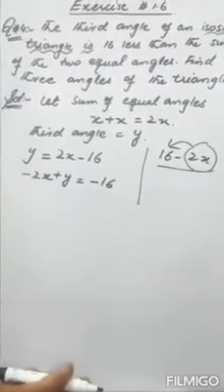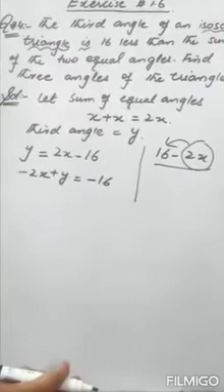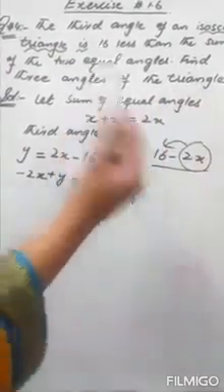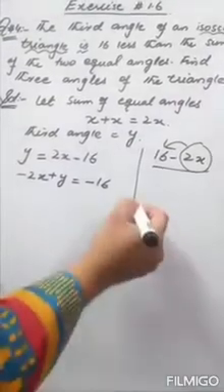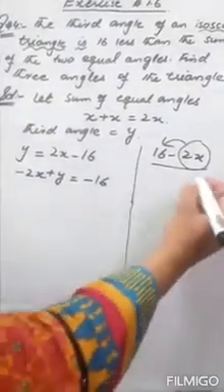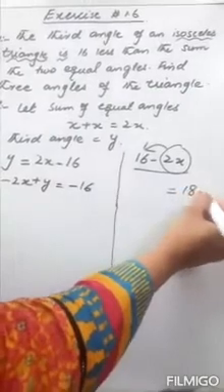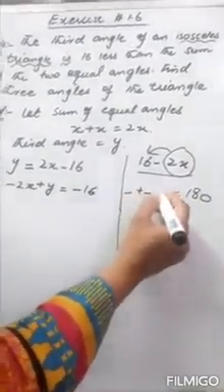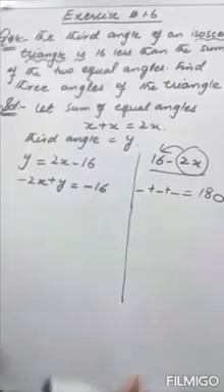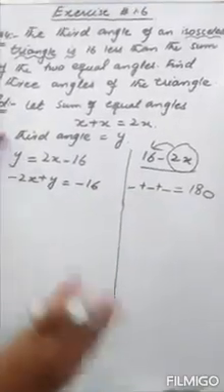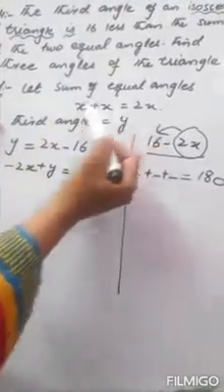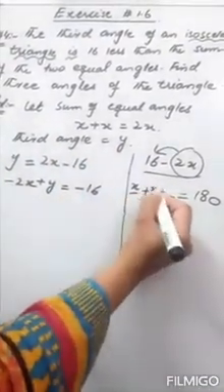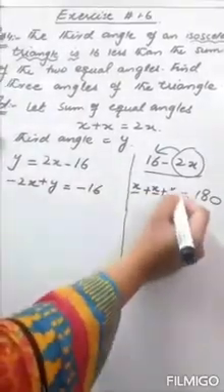Okay, now we have to make the second equation. We will make the second equation with the help of the sum of the angles of the triangle. As you know, the sum of the angles of a triangle is equal to 180. We have three angles of a triangle. Two are the same and we have supposed them x and x, and the third angle is y.